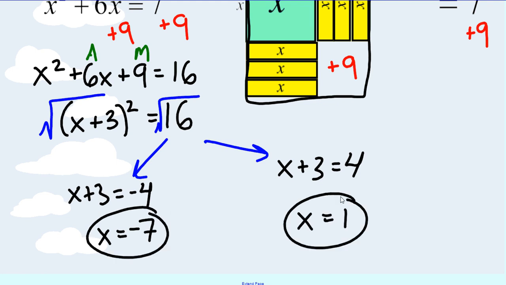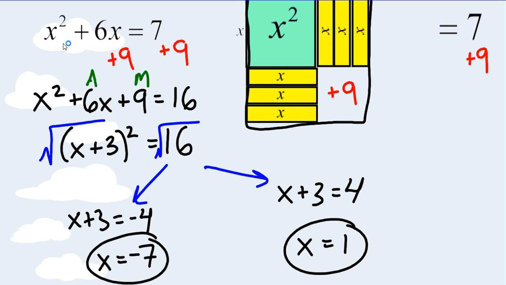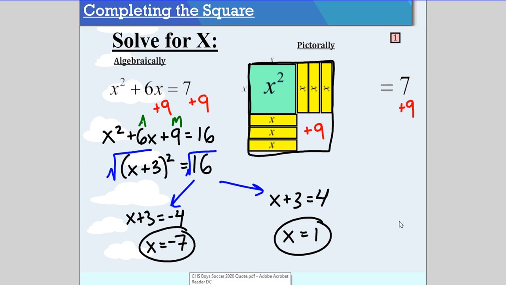Let's check. Let's check with 1. Put 1 back in the equation. 1 squared is 1 plus 6 times 1. 1 plus 6 makes 7. Negative 7 will work as well. You'll end up getting 49 minus 42. And that is the process of completing the square to solve a formula that you couldn't prior. A very, very, very clever and famous idea.